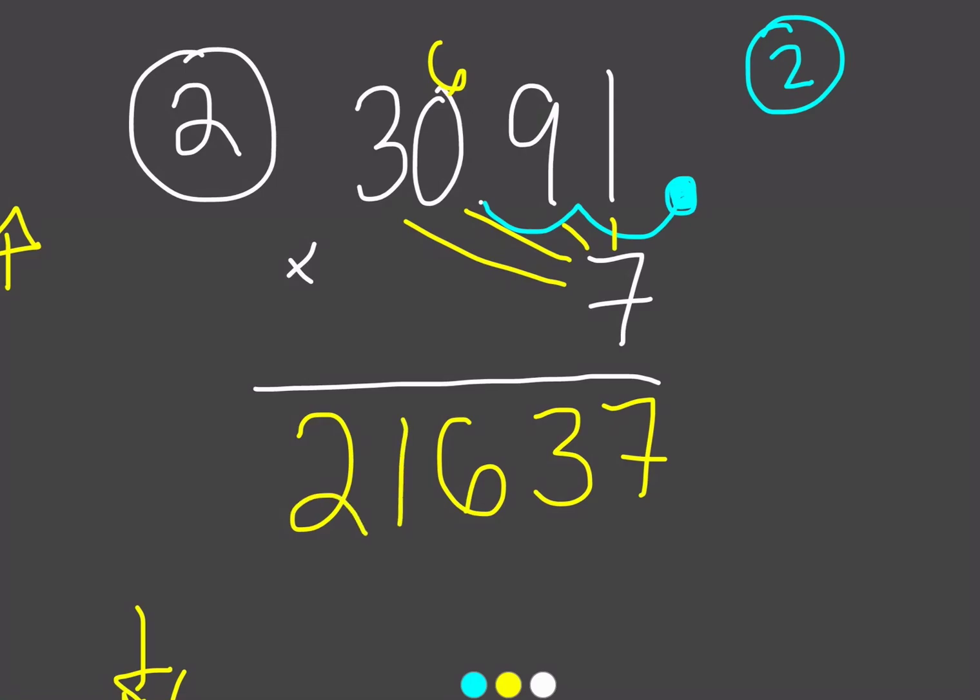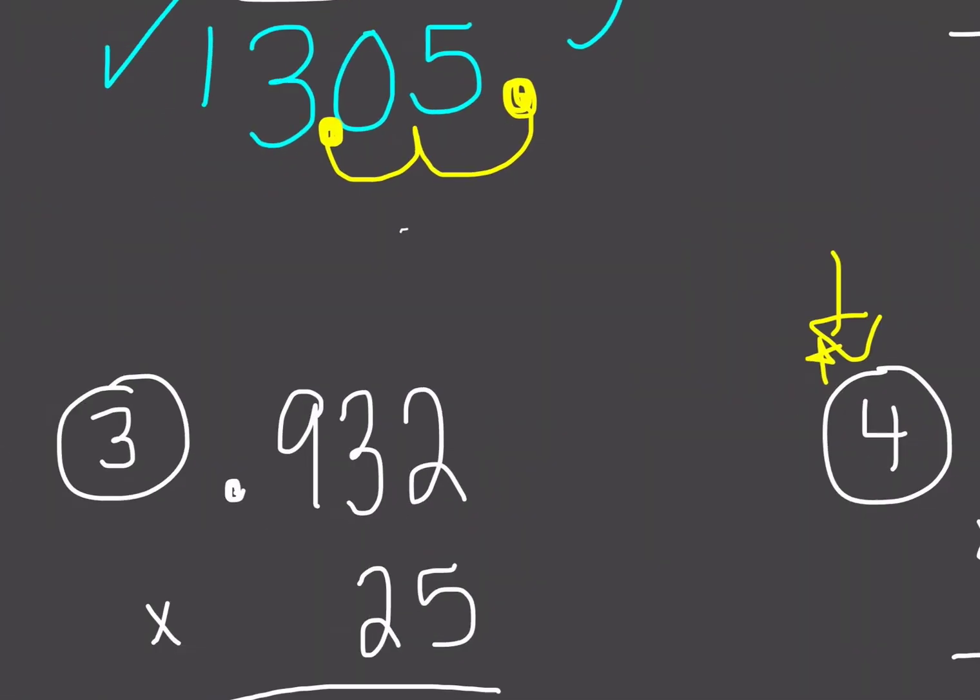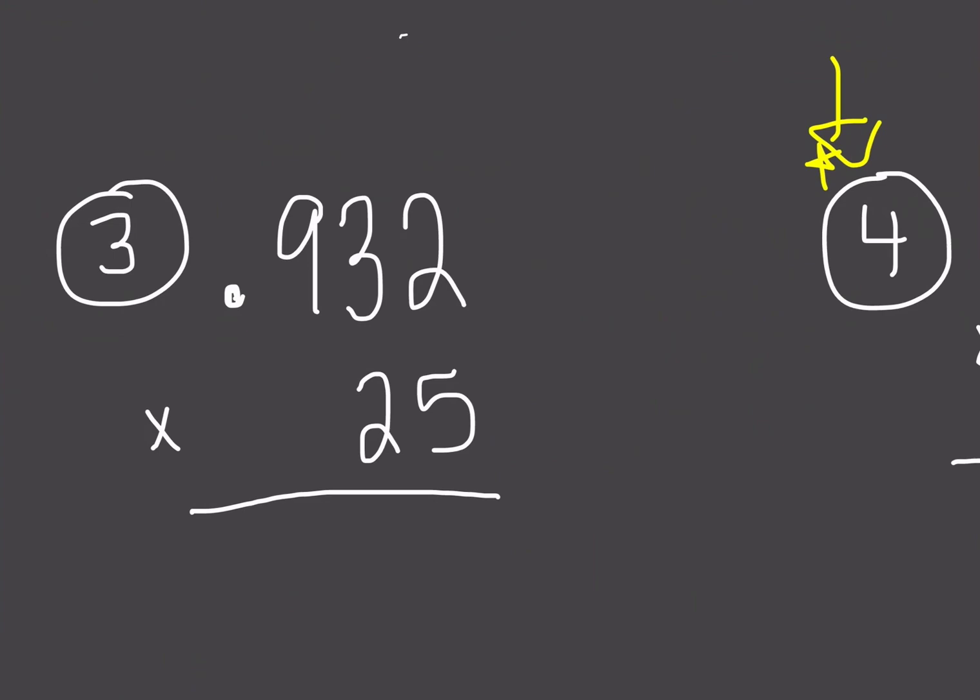I'm done with my multiplying. Now I gotta drop my decimal down and jump it back 2 spaces. 1, 2. So my answer is 216.37.